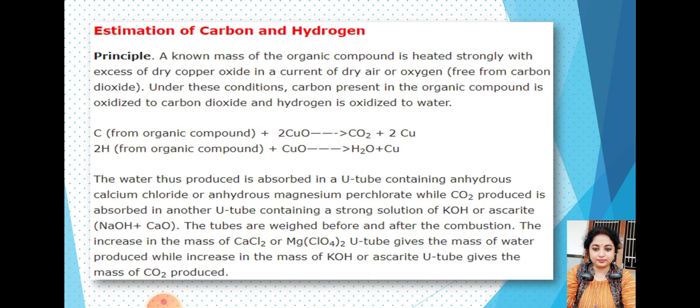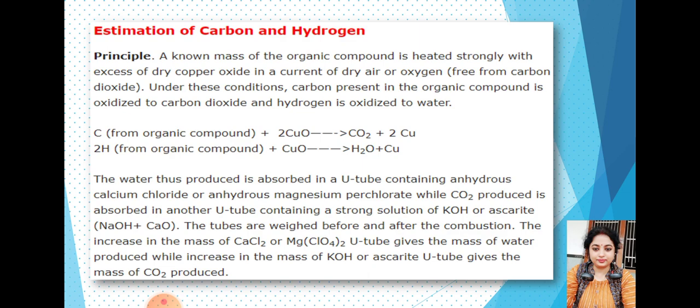So after qualitative analysis of elements, the next step in the determination of the molecular formula of an organic compound is the estimation of various elements by mass. In detection, we have only seen the presence. It is present, that was enough. But here we are going to see how much mass is present in the organic compound. That is finding the percentage composition of the substance by mass.